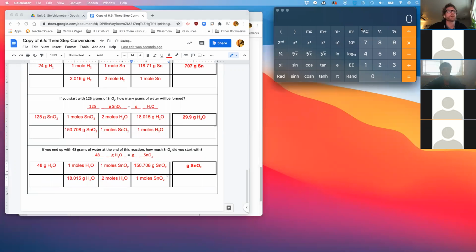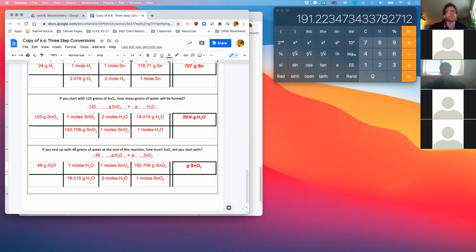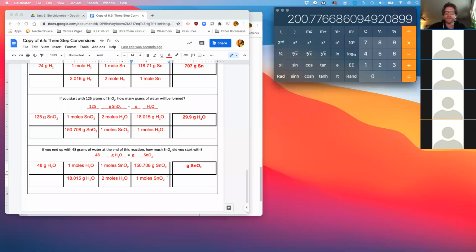Ready to do some math? I know I am. 48 times 1 times 1 times 150.708, divided by 18.015, divided by 2, divided by 1 equals 191. I think I did something wrong. Let me check. I did a little typo on it and I redid it and I got 201. Technically it'd be 200. Okay, cool, cool. There's a quiz for you to do now. Go ahead and do that quiz.